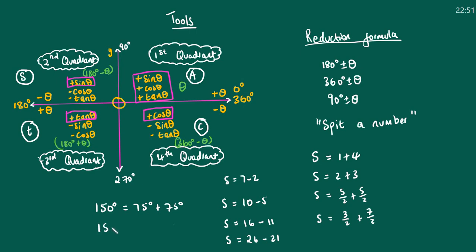I can also write 150 degrees as 200 degrees minus 50 degrees. True, right? And then I can also write 150 degrees as 25 degrees plus 125 degrees. It's going to give me 150. You can try it with your calculator, okay? It's going to give you 150. So this tells you that there are so many ways of expressing an angle.